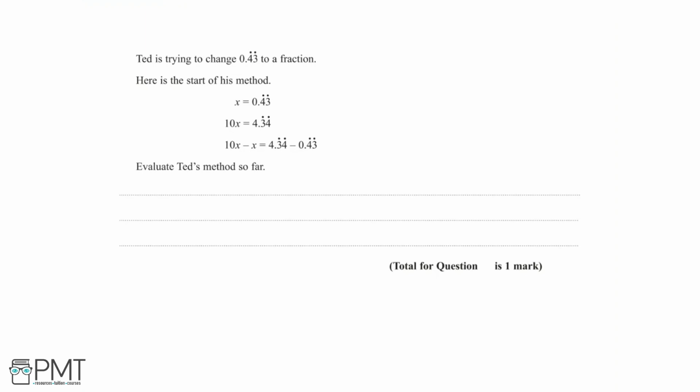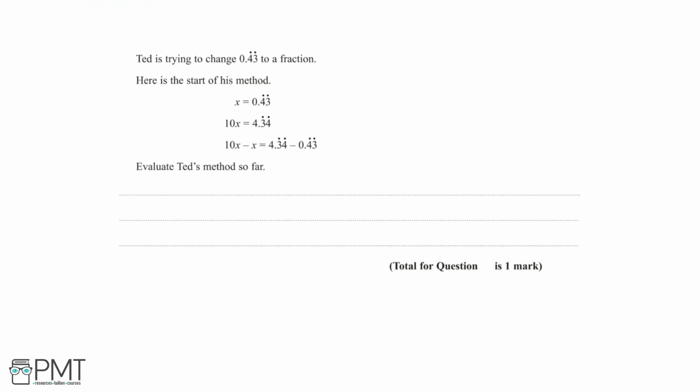Well, now mathematically, Ted is correct. If x is equal to 0.43 recurring, it makes sense that 10x is equal to 4.34 recurring, and therefore 10x take away x would be 4.34 recurring, take away 0.43 recurring. But even though he's mathematically correct, his method might not be the best, because we're trying to change 0.43 recurring to a fraction, and so the point of this method would be to get rid of the recurring decimals.